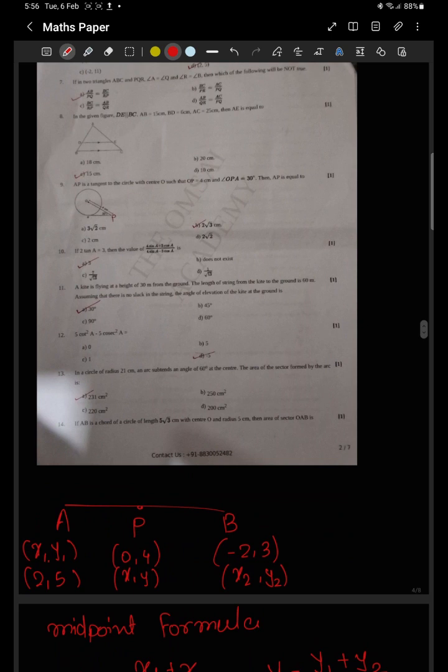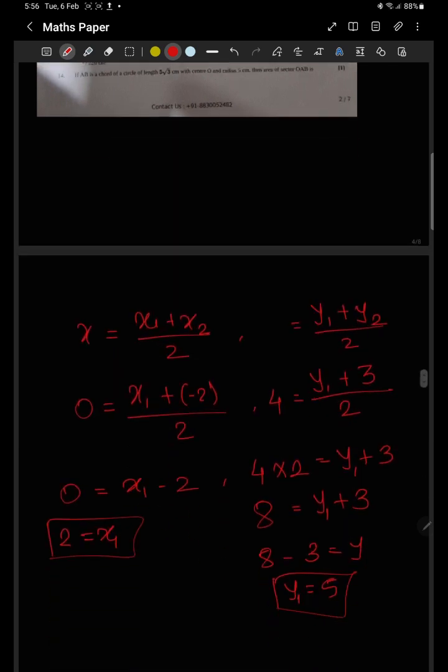If two triangles ABC and PQR, angle A is equal to angle Q, angle R is equal to angle P, then which of the following will be not true? Here we have to find out which pair is not correct. Okay, so I'll show you.